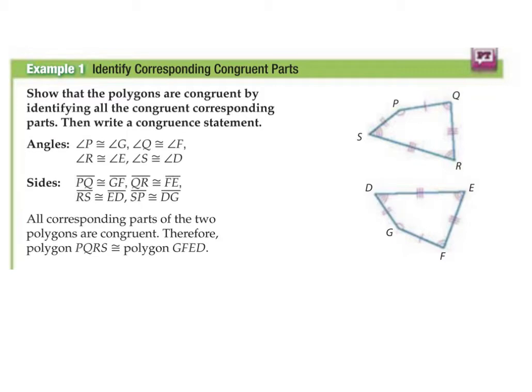So corresponding congruent parts is not only true for triangles, but for all polygons. So as long as all of the elements, meaning all of the angles and all of the sides, are congruent with another shape, then all corresponding parts of the two polygons would be congruent.